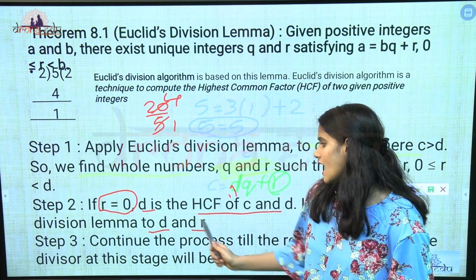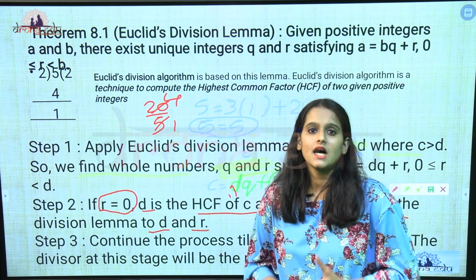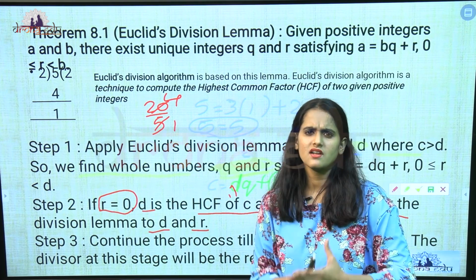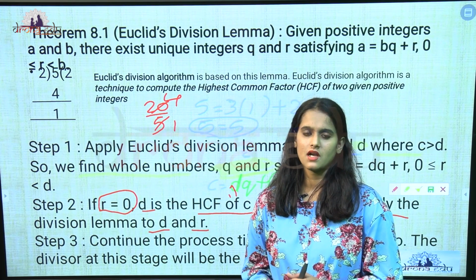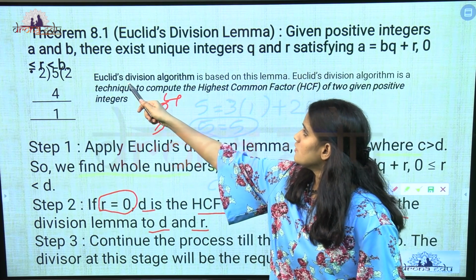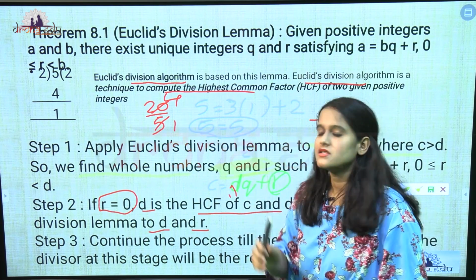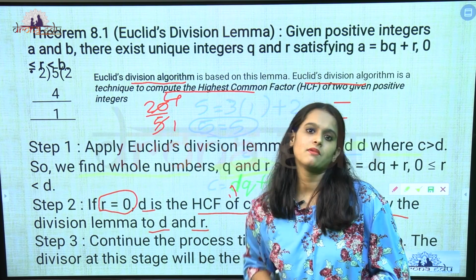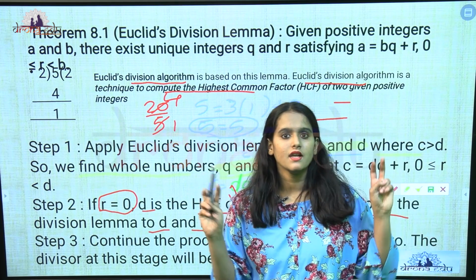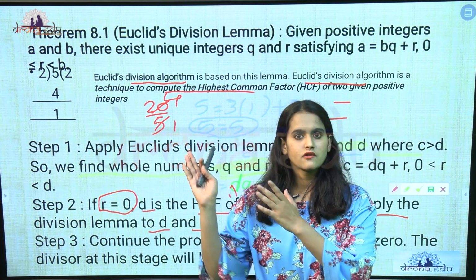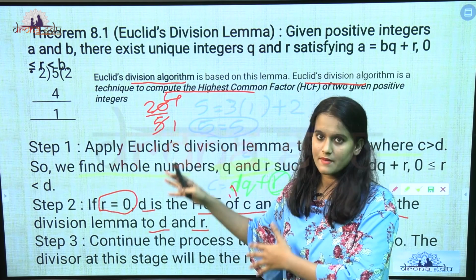So here D and R will be the new dividend and divisor. Again we apply the lemma until you get the remainder as 0. When the remainder is 0, the divisor will be the HCF. Why HCF? Because we are going to use this division algorithm to find the highest common factor. That's the main purpose here. So we are going to use this algorithm to find the HCF of two given positive integers. This is the statement, and using this statement we find the steps of the algorithm.